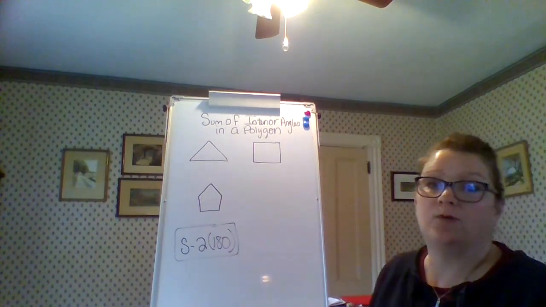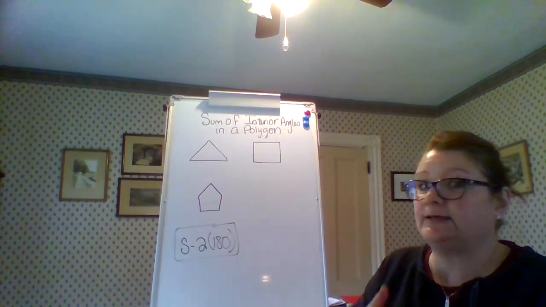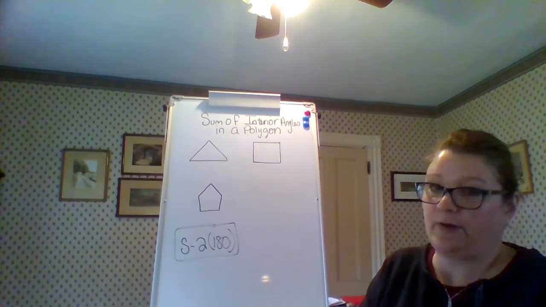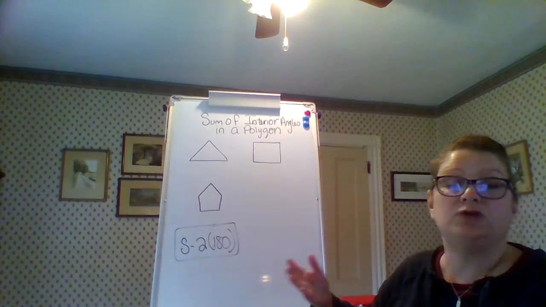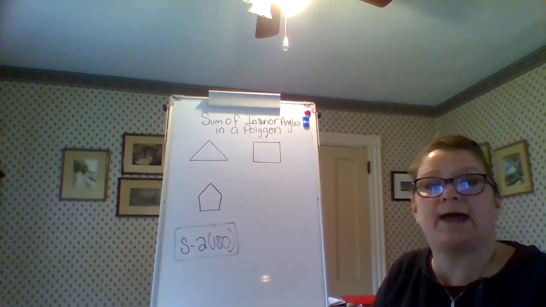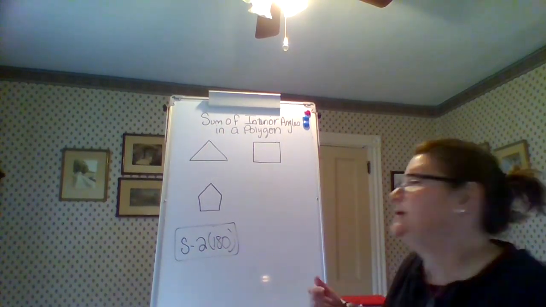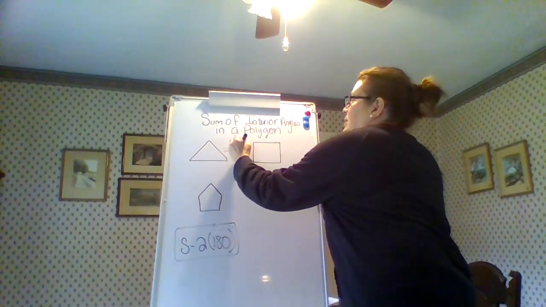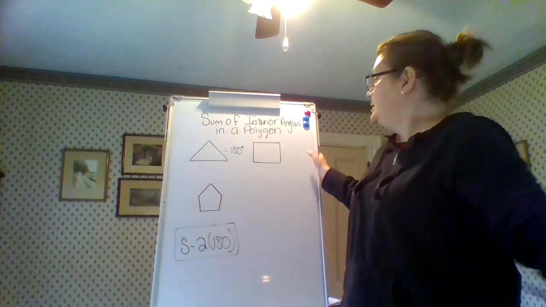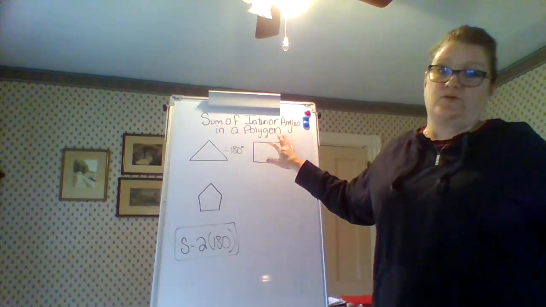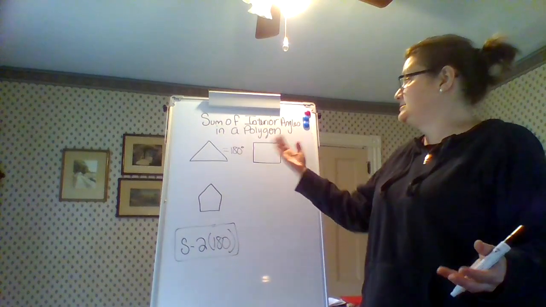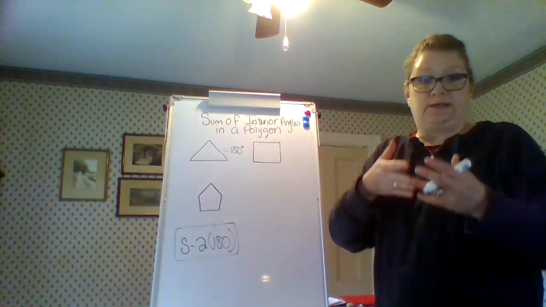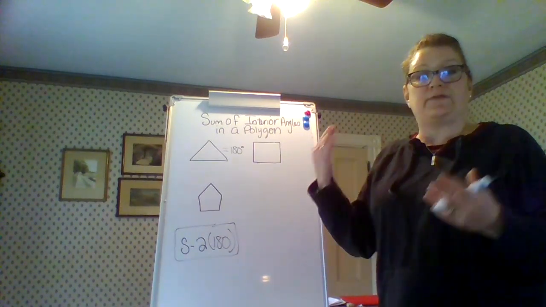All right, so we're going to start with some information that you should already know, which is if you have a three-sided polygon, which is your triangle, you know that the sum of the angles inside that three-sided figure have to equal 180 degrees. Okay? Now, if you have a four-sided polygon like this, there's two ways that you can find the sum of the interior angles of that four-sided figure.